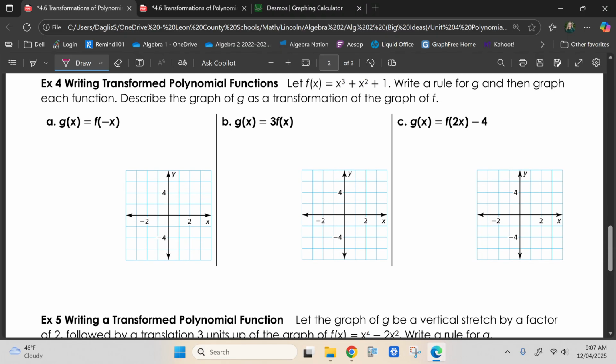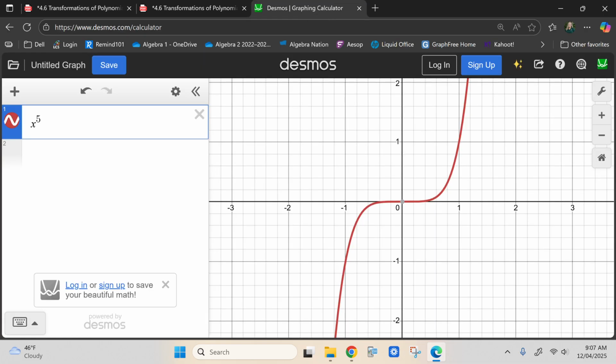So now we're going to write transformed polynomial functions. Okay, and we're going to graph them. So we're adding in what is the new function. All of these are x to the power of 3 plus x squared plus 1. We're going to write a rule for G and then graph our new functions for each one. Describe the graph of G as a transformation of the graph of F. All right, so let's graph our original first. So it was x cubed plus x squared and then plus 1.